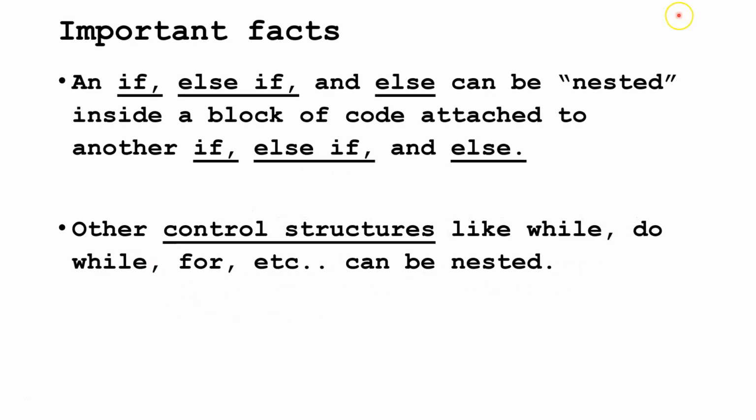In this Java tutorial, we are going to learn about nested if, else if, and else statements. Some important facts. An if, else if, and else can be nested inside a block of code attached to another if, else if, and else. Other control structures like while, do while, for, and others can also be nested inside each other.